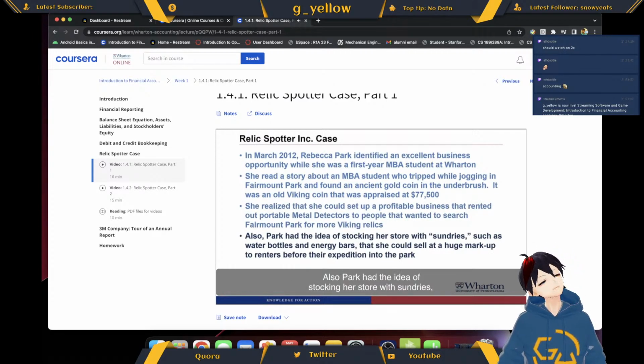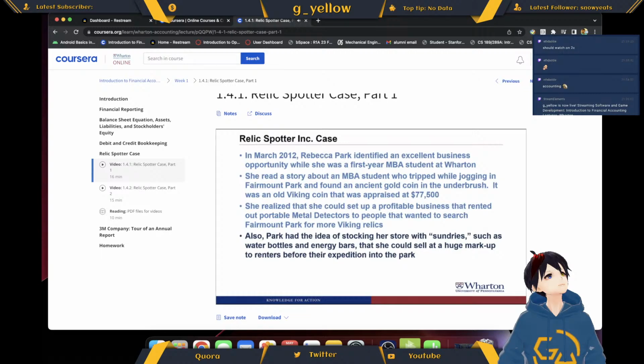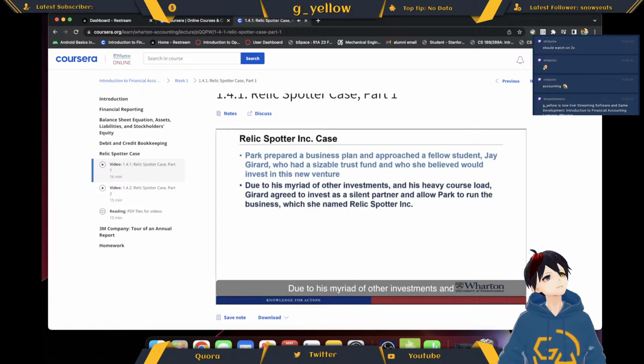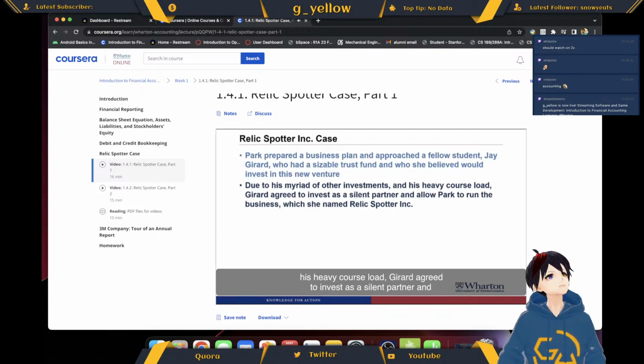Also, Park had the idea of stocking her store with sundries, such as water bottles and energy bars, that she could sell at a huge markup to renters before their expedition into the park. Park prepared a business plan and approached a fellow student, Jay Gerard, who had a sizable trust fund and who she believed would invest in this new venture. Due to his myriad of other investments and his heavy course load, Gerard agreed to invest as a silent partner and allow Park to run the business, which she named Relic Spotter Incorporated.